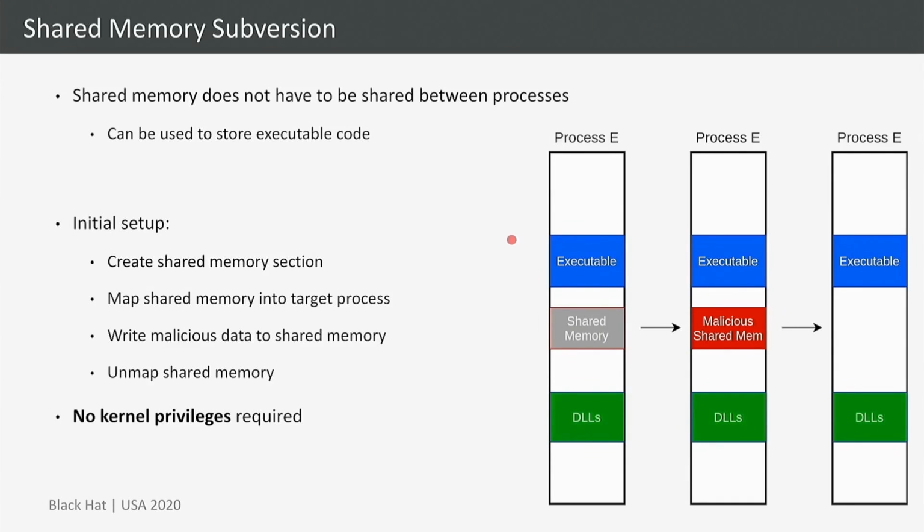So what the attacker does is he creates a shared memory segment, puts his malicious code in there, and then in the first step unmaps it, so it's not visible anymore. And then after that, anytime he wants to use it, he will remap it again. One major advantage of this technique is that it doesn't require any kernel privileges, so it can be used with solely standard user privileges.